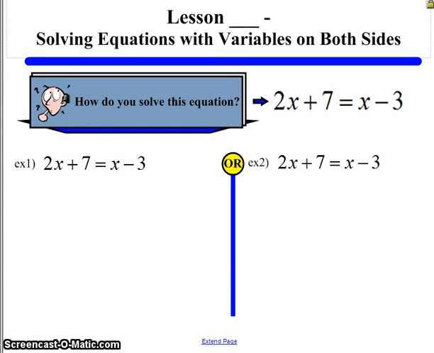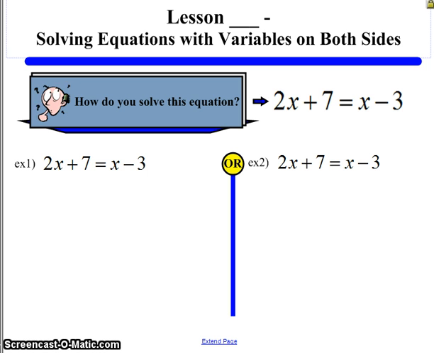Welcome back, everybody. Today's lesson is solving equations with variables on both sides of the equal sign. Up to this point, you've been concentrating on solving one-step equations and two-step equations. So this is just the next step in difficulty. We're going to up the ante just a little bit.